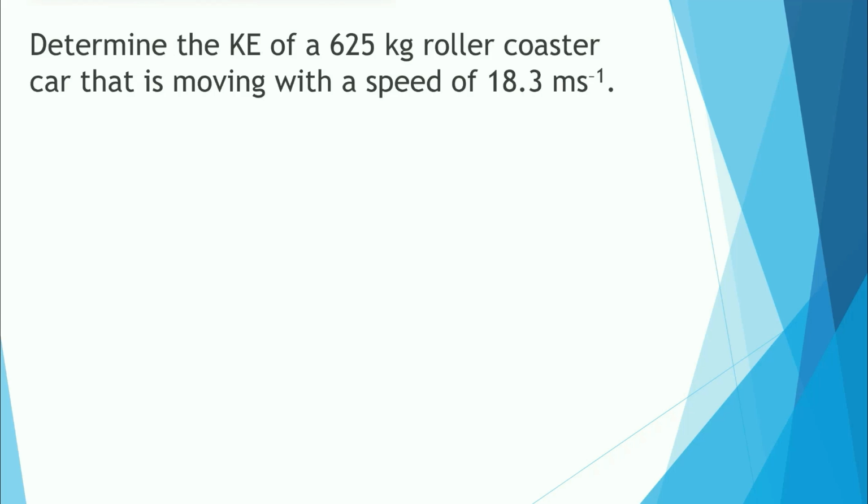Here we have a roller coaster. What are we actually looking for? Determine the KE. Okay, so we don't need to rearrange the equation. We're just going straight into it. Half mv squared. So 0.5, there's our half.